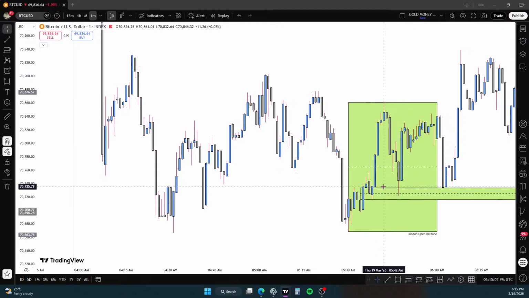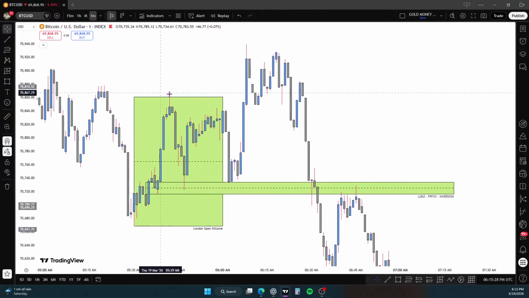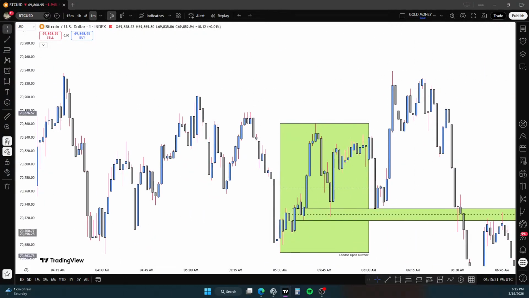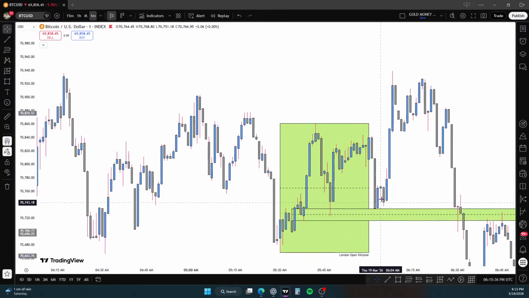Once targeting the low, second time targeting the midpoint, and a third time the high. So literally the low, the middle, and the high. It sends price higher, takes out this liquidity here, and also this high, just by a tiny amount. And then price dumps lower. In this run up here where it takes this high, it's also taking the London Open Kill Zone high, after the box had finished.